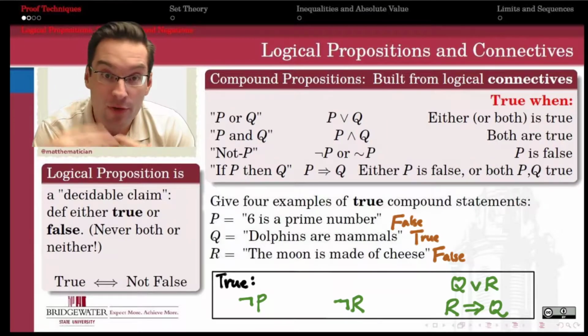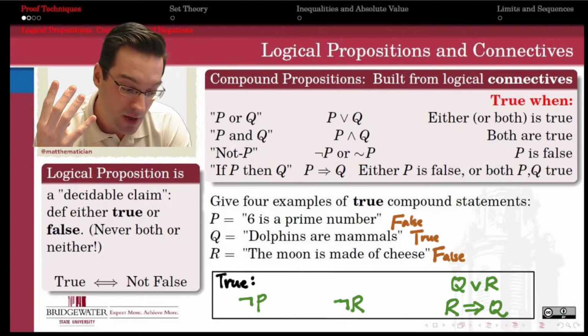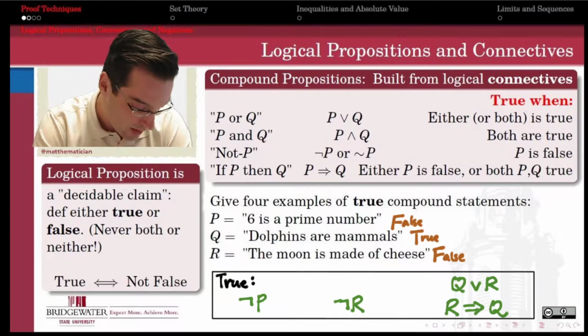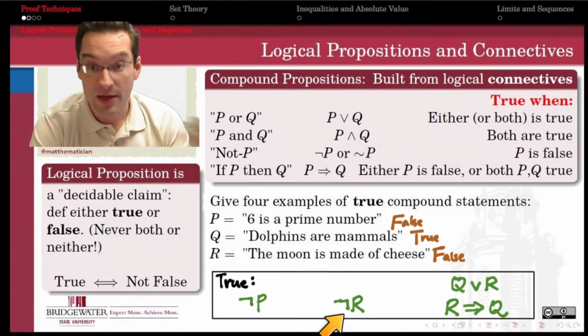So we know now that there's 4 statements that we built here, 4 compound statements, each of which we agree to be true. The first one, 6 is not a prime number. The second, the moon is not made of cheese.